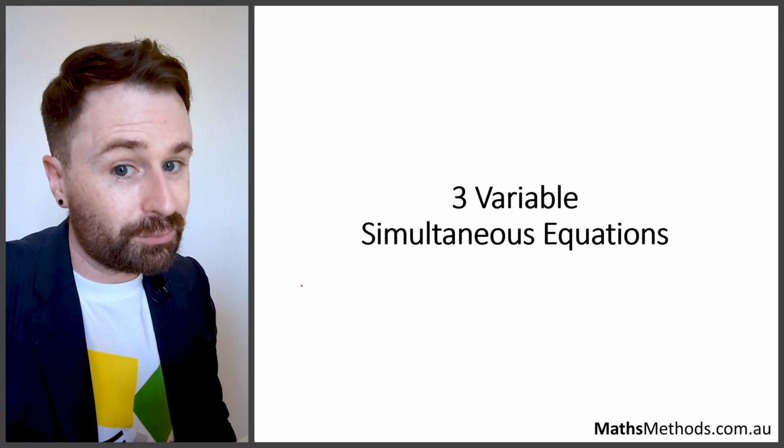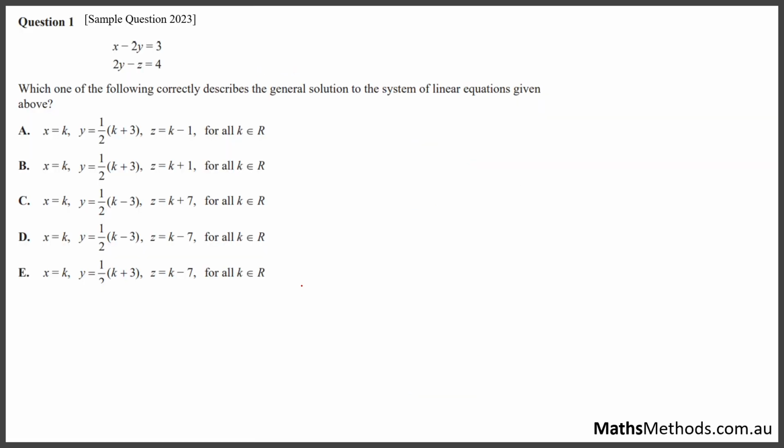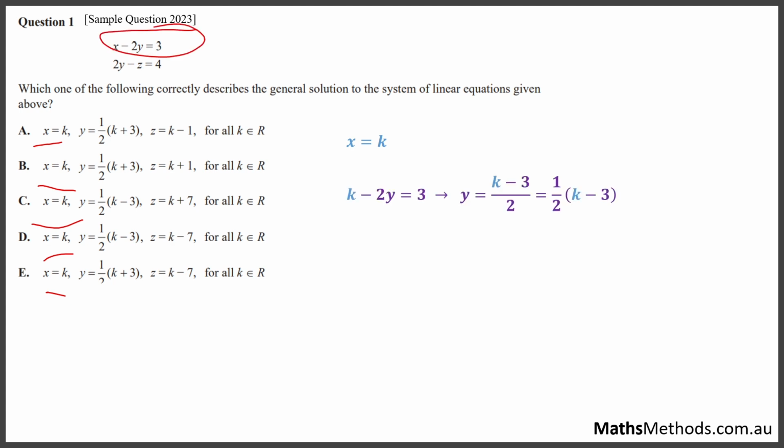3 variable simultaneous equations. So which of the following correctly describes the general solution of the system of linear equations given above? So x equals k, because we've got that for all of them. So we may as well accept that that's the truth. And we just want to sub this into either equation. So let's start with the first one. So that's going to be x minus 2y equals 3.